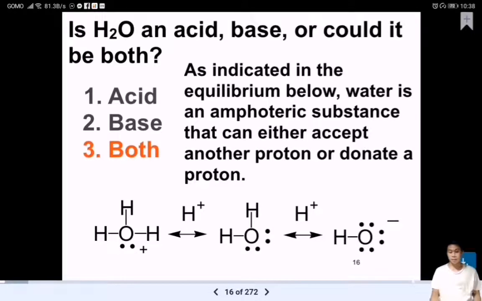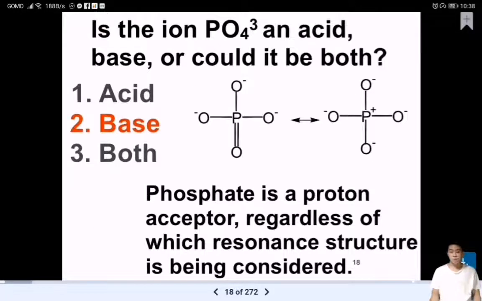So, more examples. Is H2O an acid, a base, or could it be both? So the answer is both. As indicated in the equilibrium below, water is an amphiprotic substance that can either accept another proton or donate a proton. Another: is the ion PO4 to the power of 3 minus an acid, a base, or could it be both? So the answer is base. Phosphate is a proton acceptor, regardless of which resonance structure is being considered.